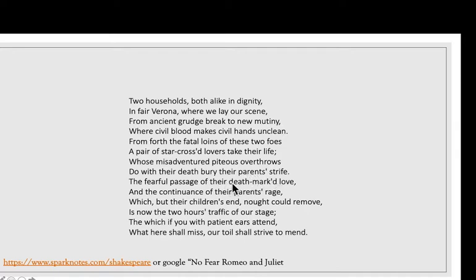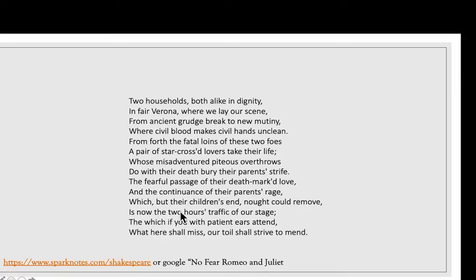The fearful passage of their death-marked love. So we get a sense of their love is there, it exists, but it's death-marked, it's destined to fail. And the continuance of their parents' rage, that was pretty self-explanatory, but it's the idea that the parents' arguments, the parents' anger towards each other, their continuing is making the problems worse, which put their children to end, naught could remove. So nothing could remove this problem except the death of their children, which is quite morbid actually, isn't it?